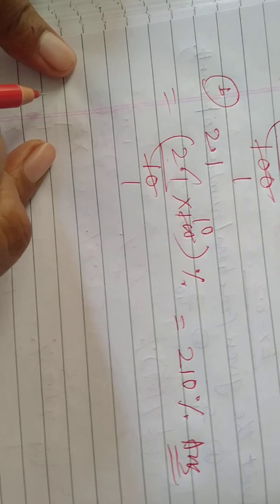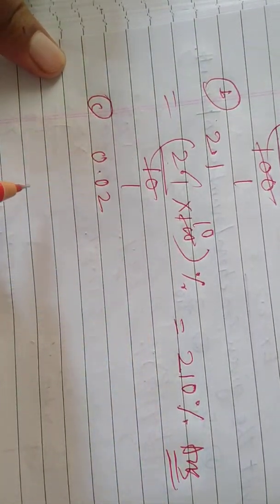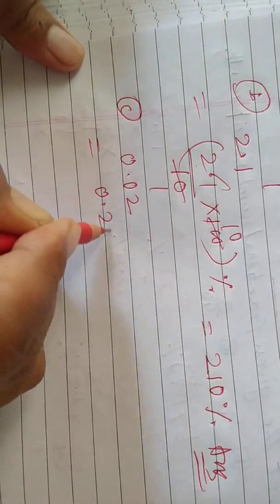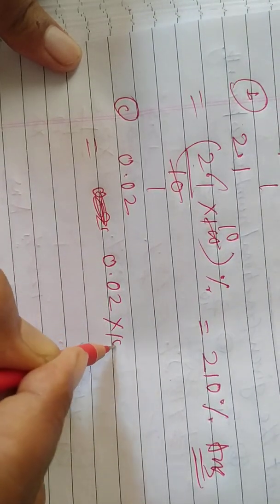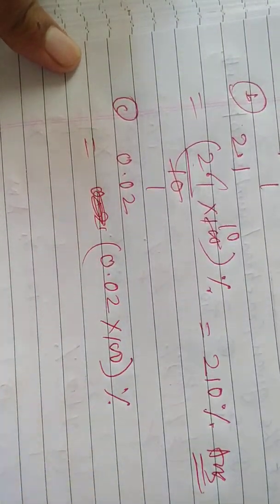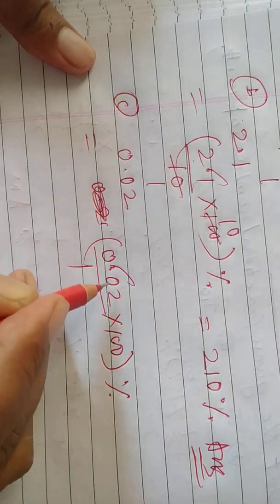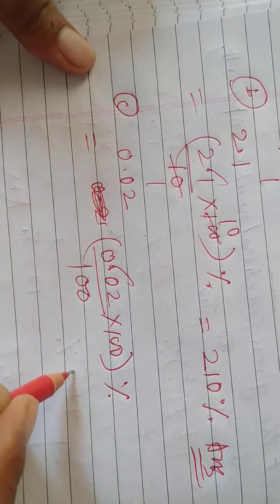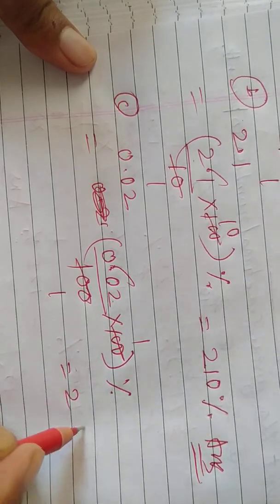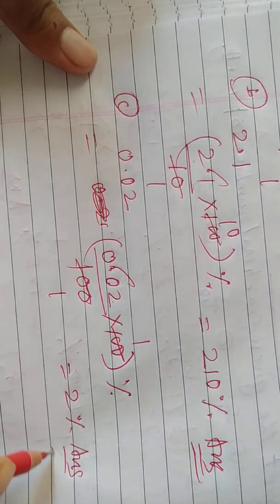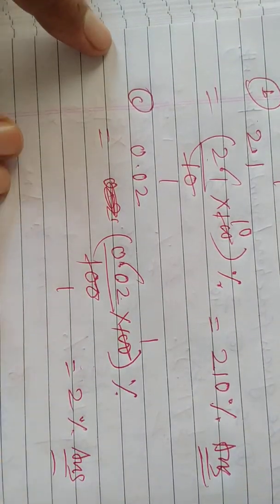Question C of question 2: 0.02 equals 0.02 into 100. Close the bracket and put the percent sign. Remove the point, write 1. After the point there are 2 digits, so 2 zeros. 100 1 100, 100 1 100. What is left? 2 only. So 2% is the answer. We must write percent. If you do not write percent, it will be wrong. So remember it.